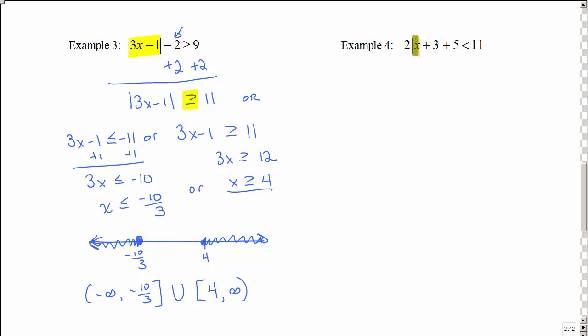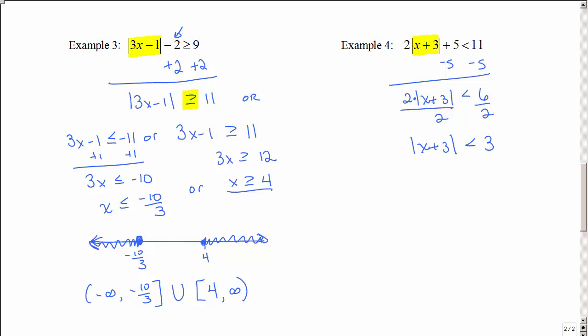Next example. Ooh, we have to do a lot of work to isolate that. We've got a 2 and a plus 5. So again, just like the equation examples, we're going to subtract 5 first. Then we have to get rid of that 2, and it's being multiplied, so I want to divide by 2. Look at how I'm keeping that absolute value, all right? Until I isolate it, I have to keep it.